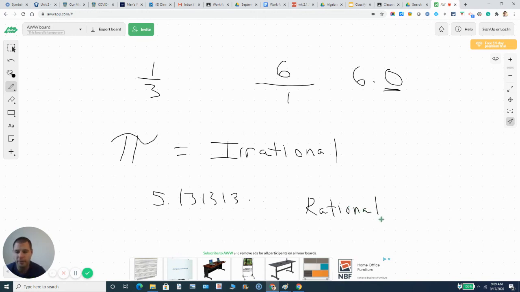So hopefully by going over some of those examples, it helped you understand the difference between rational and irrational. Any real number could be classified as either rational or irrational. Tomorrow we'll talk more about the other classifications for rational numbers.